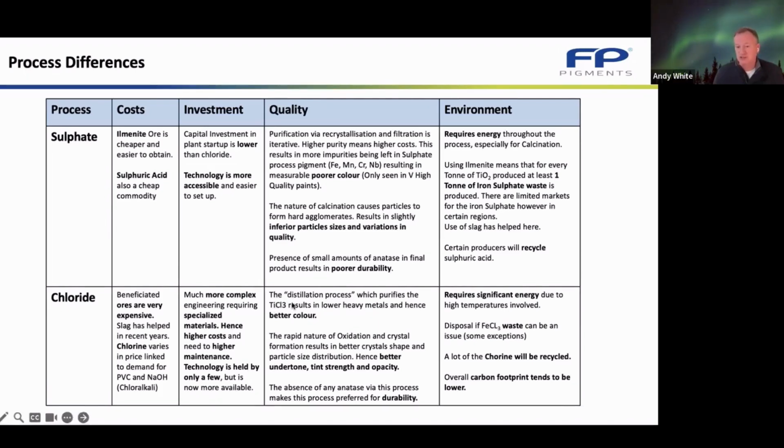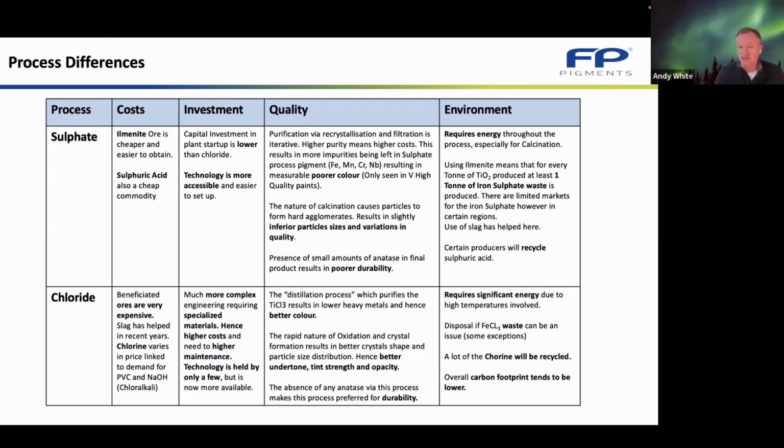The distillation process, I'd say, which purifies titanium tetrachloride, will result in better color and a purer product. And the rapid nature of the oxidation will give you a better particle size, better tinting strength, color, undertone, and opacity. So in general, you tend to find that chloride process pigments are slightly better and tend to be used in the higher end applications. With regards to the environment, the energy requirement for chloride tends to be as high, if not higher, than sulfate because of the high temperatures involved.